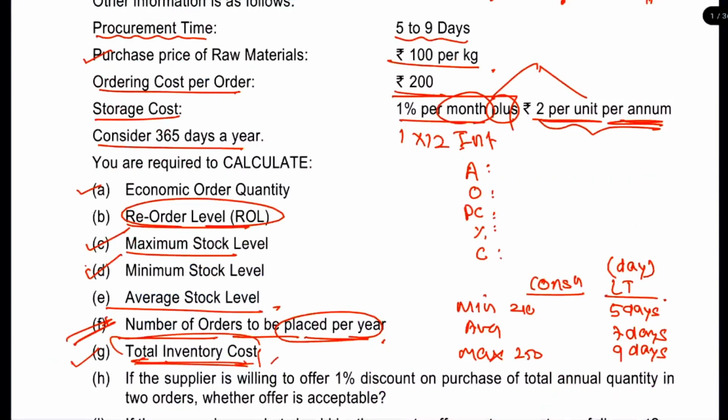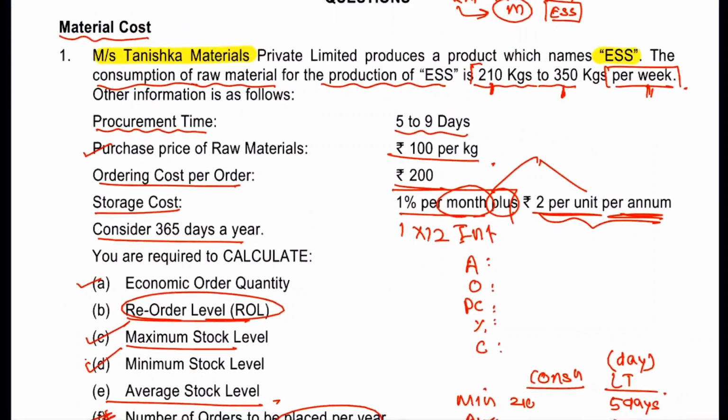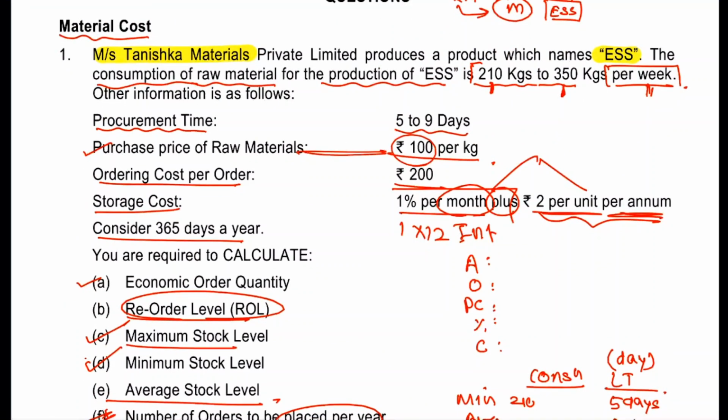Let's proceed ahead. They're asking, if the supplier is willing to offer a 1% discount on the purchase price, what is your original purchase price? 100, sir, 100. What will it be after that discount? 1% discount, 99. Do you remember one thing? If this changes, this will also change. If there is a change in purchase price, carrying cost will change, because carrying cost is PC, purchase cost, into percentage.